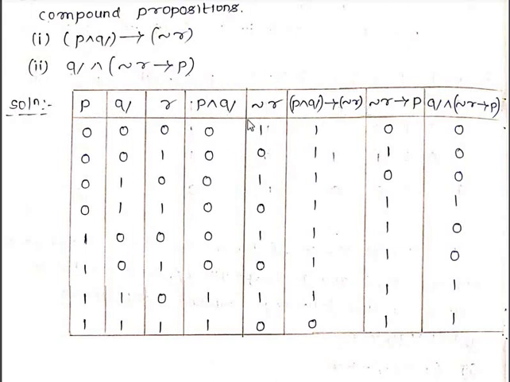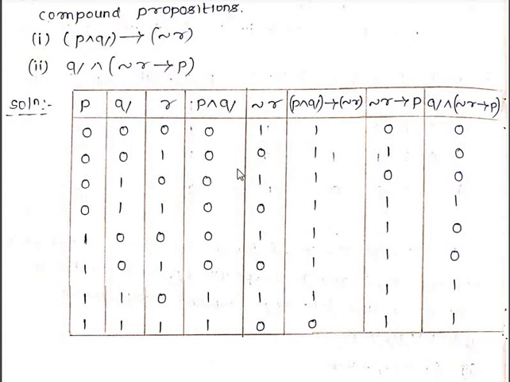Next, as per our problem, you have to check for P and Q gives negation R. So these 2 columns we have to concentrate on. Now we have to do the conditional statement. In conditional, if P is 1 and Q is 0, then only it is 0. In all other cases it will be 1.